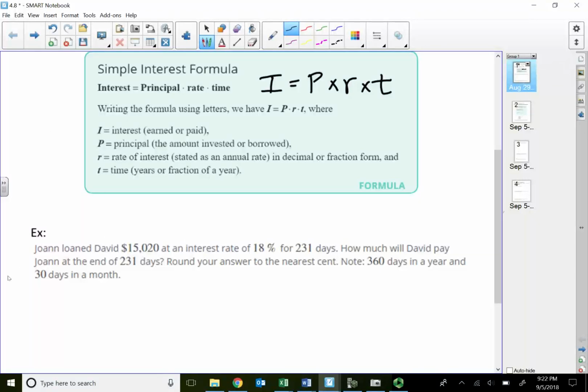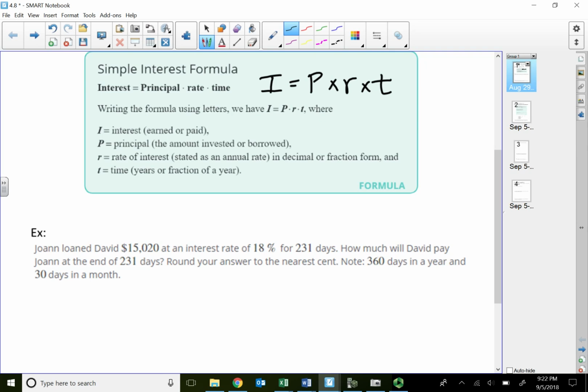so I can show you how we can use the simple interest formula. So Joanne loaned David some money, $15,020, at an interest rate of 18% for 231 days. How much will David pay Joanne at the end of 231 days? So be very careful. It says how much will David pay. All right. So what does David pay?